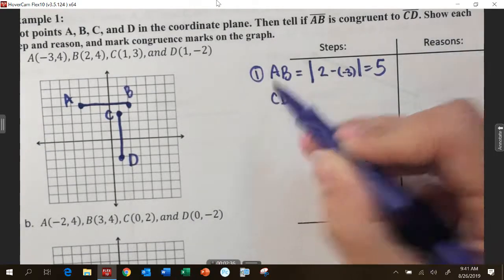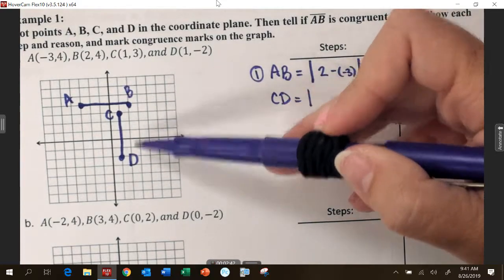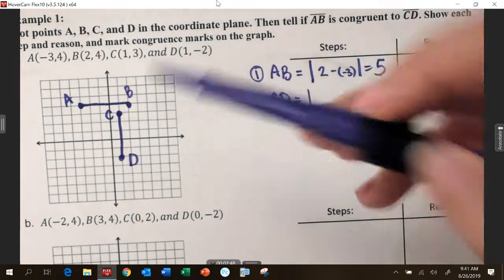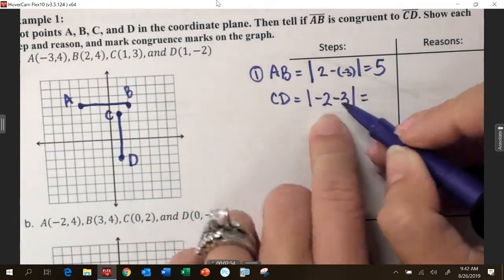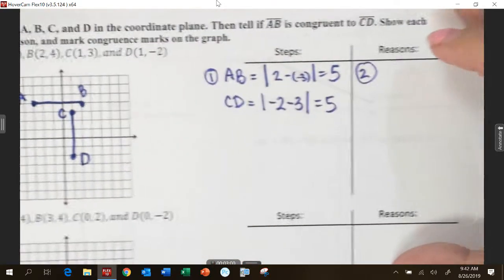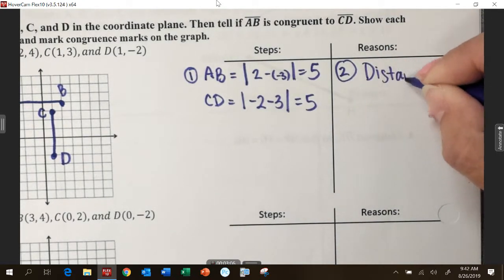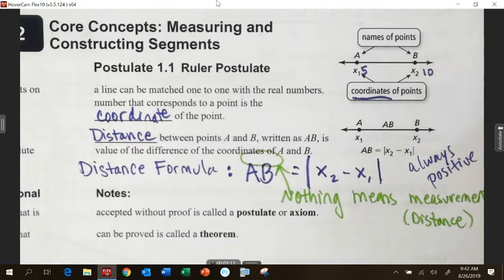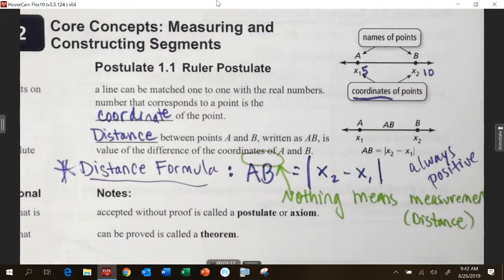We're also going to do CD in the same step because it's the same exact work, just different numbers. So CD goes up and down. So what am I going to be subtracting, X's or Y's? Up and down? Those are my Y's. So we look at my Y values here. -2 minus 3 is -5. Absolute value, +5. So my reason is the distance formula. I got that from the beginning of my notes. Remember how I wrote that there? Distance formula. I wrote that there for you.